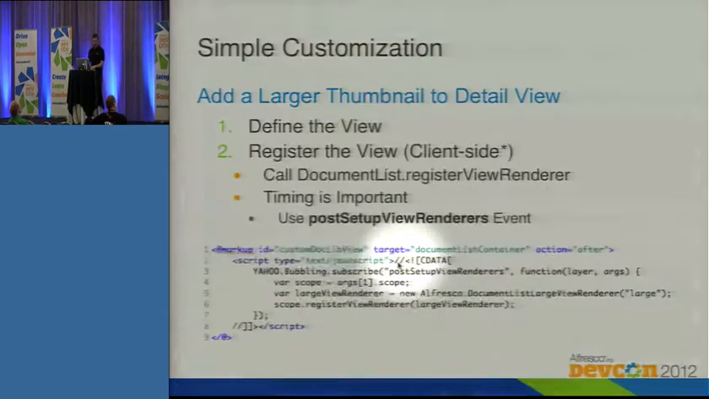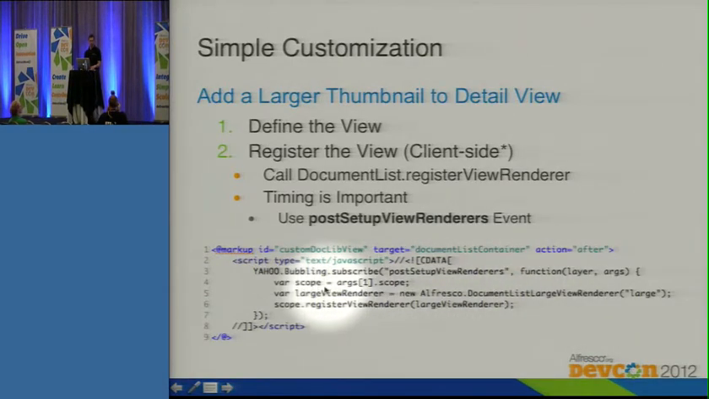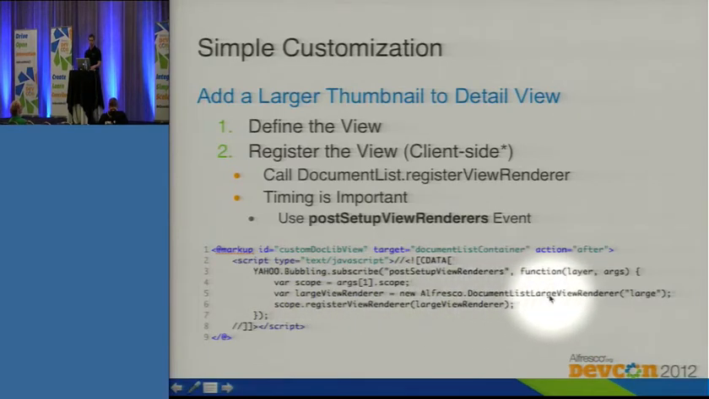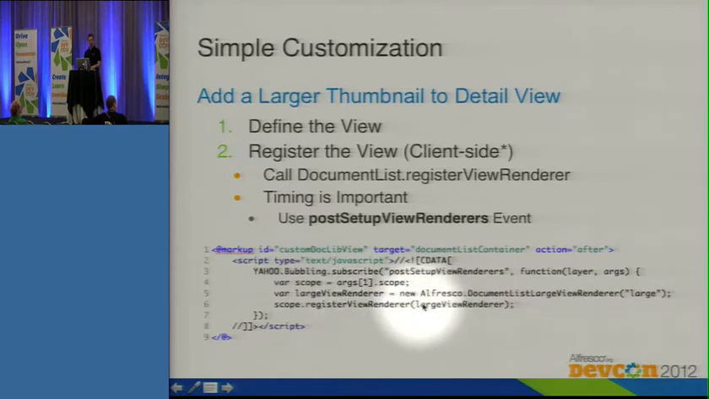And we can see that here. We have set up a listener for post setup view renderers. And we're calling a function here. We're pulling out a variable called scope that is the document list object. We're defining a new document list large view render with the name large. And then we're calling that register view renderer method.